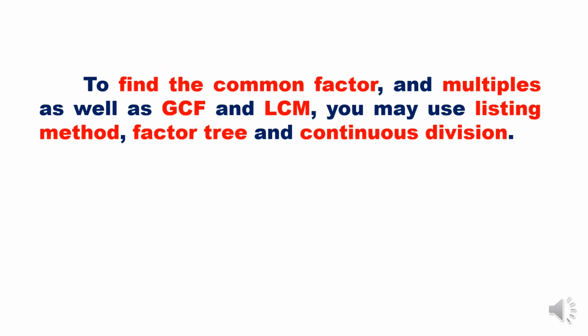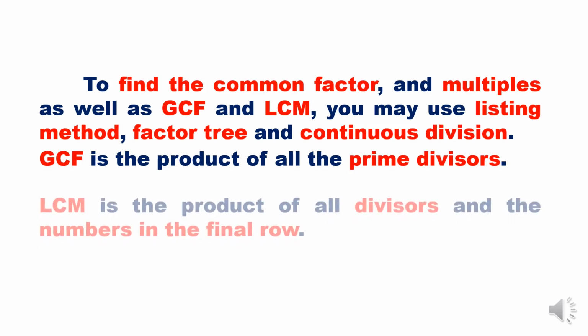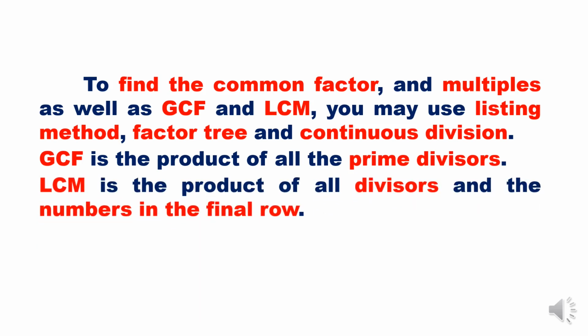To find the common factor and multiples as well as GCF and LCM, you may use listing method, factor tree, and continuous division. GCF is the product of all the prime divisors. LCM is the product of all divisors and the numbers in the final row.